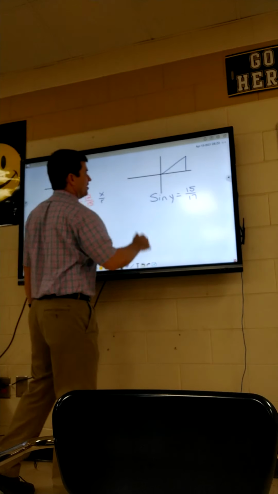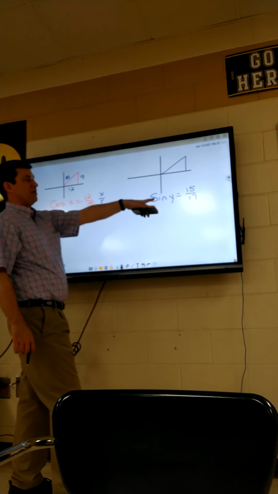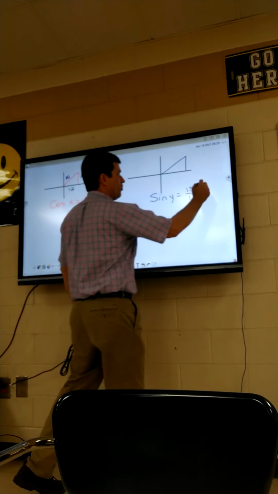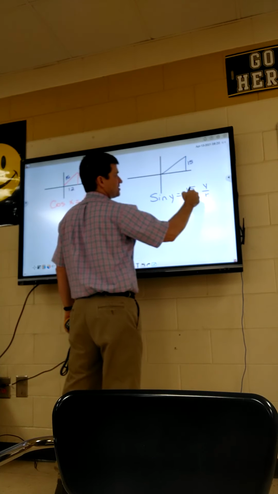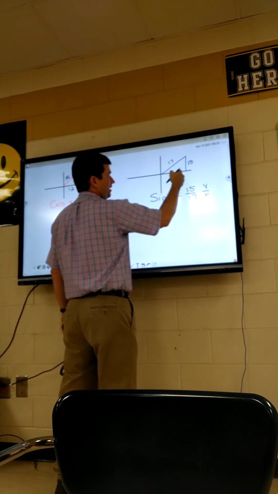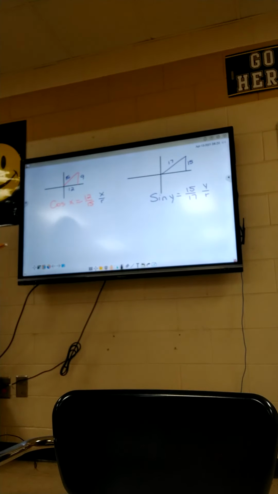Over here, same thing. This time I've got a different formula, Charlotte. If you look on the board for sine, it says y over 1, so that's y over r. So 15 goes on my y-axis, 17 is my radius. I got to find the missing side by doing the same thing. Take your calculator, do 17 squared minus 15 squared.